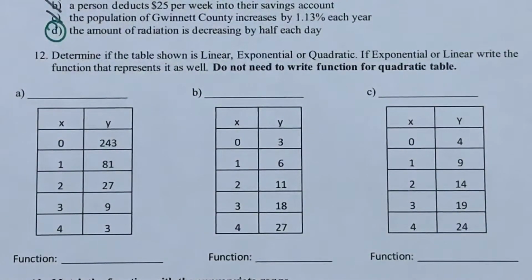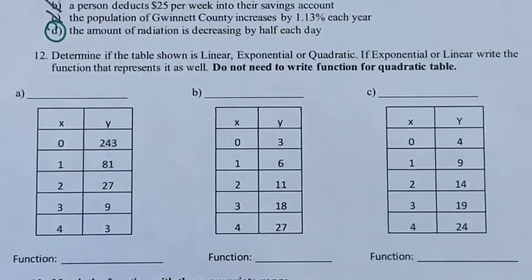Number 12, determine if the table shown is linear, exponential, or quadratic. If it's exponential or linear, write the function that represents it as well. You do not need to write the function for the quadratic table. So assuming one of these is quadratic, you do not have to write the rule or the function for that particular table, but you will have to write one for exponential or linear.